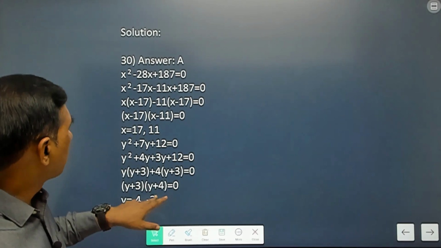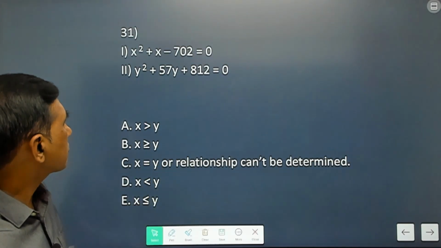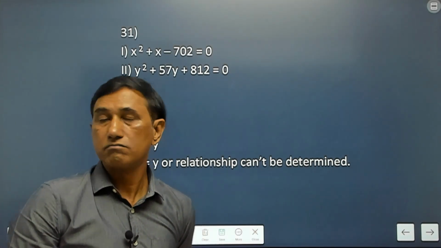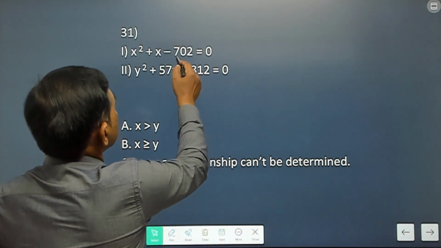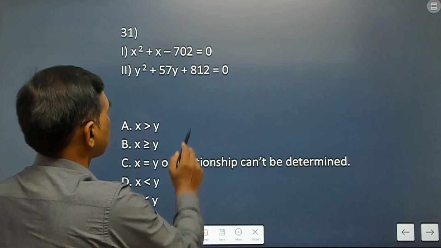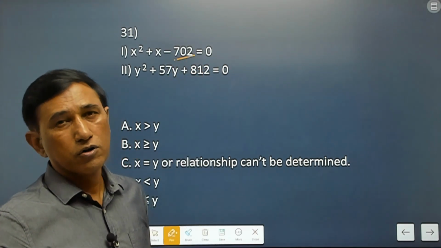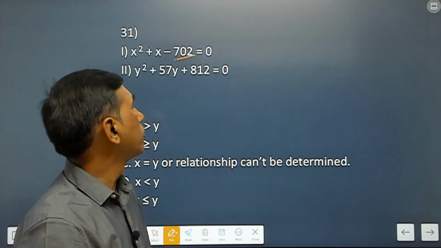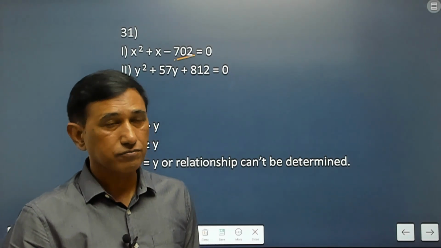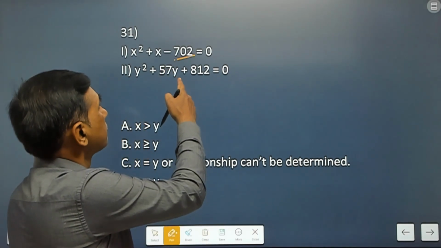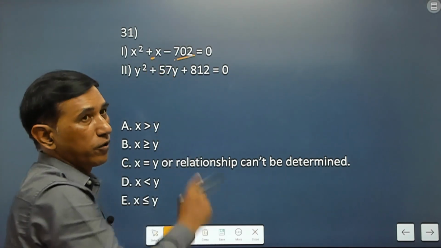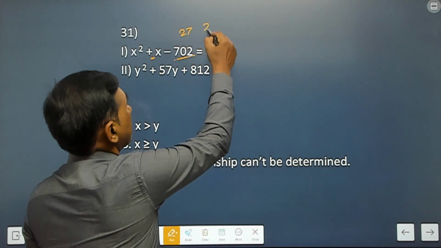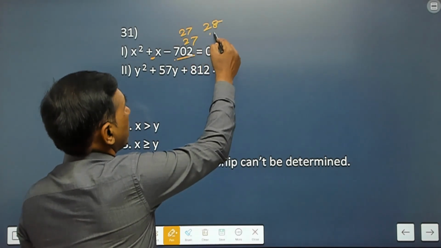Okay. Minus 4, minus 3, 17, 11. Here it is 702. Again, a big number. So what can be? 29? No, 27. 729. So 27, and now the difference is 1 only. So either it can be 27, 28, or it can be 27, 26.